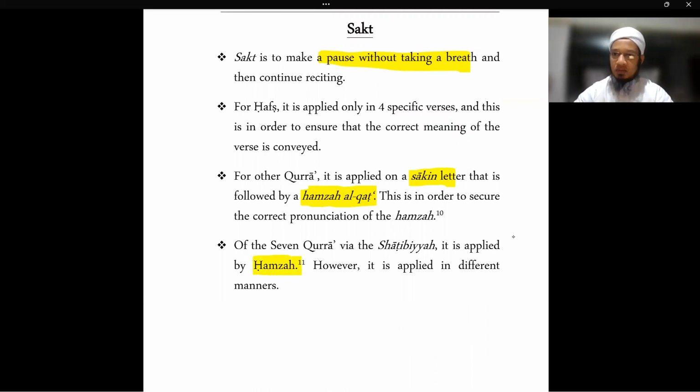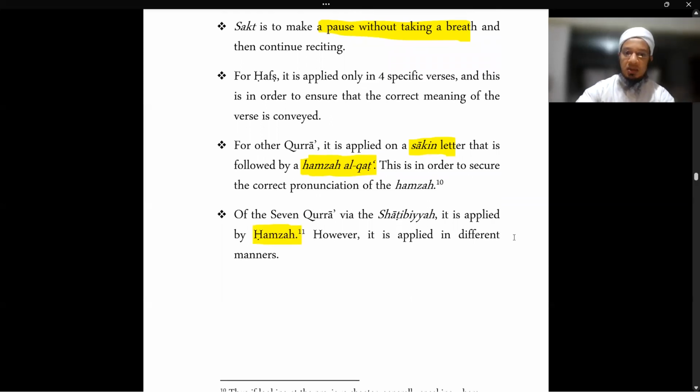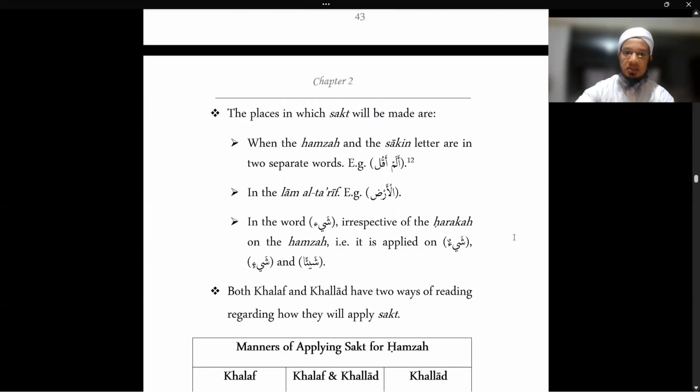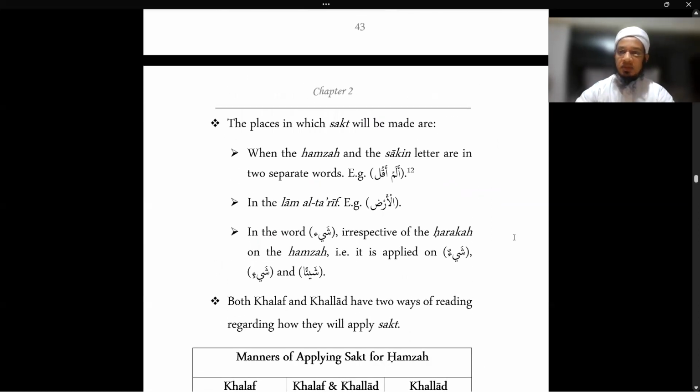In all the previous applications that we did, it was related to a rawi, to Khalaf, to Susi, to Warsh. Here we're speaking about the entire Hamza. However, it is applied in different manners. Okay, there are different ways of applying the sakt for Hamza.